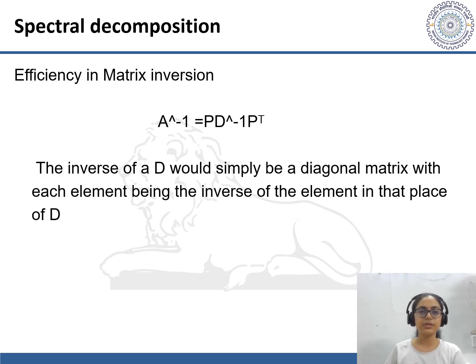The application of spectral decomposition is in inverting a matrix. Because inverting a diagonal matrix is very simple, the inverse of D would be simply a diagonal matrix with each element being the inverse of the element in that place of D. So let's say D has lambda 1, lambda 2, and so on up to lambda n as diagonal elements. Then inverse of D would be 1 by lambda 1, 1 by lambda 2 as the diagonal elements, and the rest of them 0. So to prove this part, let's take A.